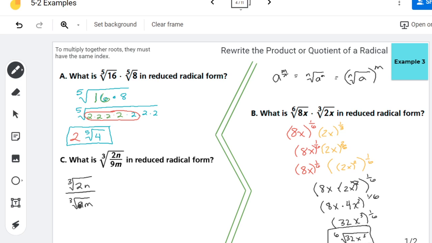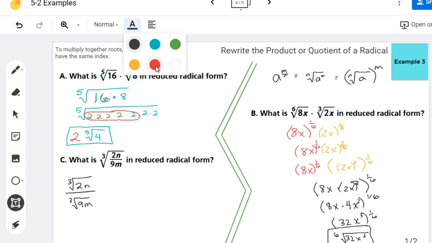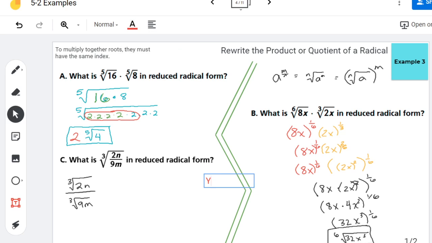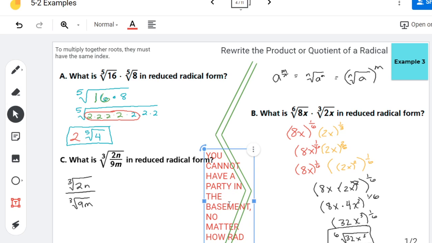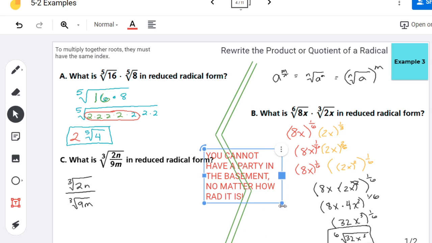Now here's the thing, y'all. You guys have often heard me talk about the radical kind of like it's a house. Here's a little tip I'm going to tell you. You cannot have a party in the basement, no matter how rad it is. That's how I remember this.